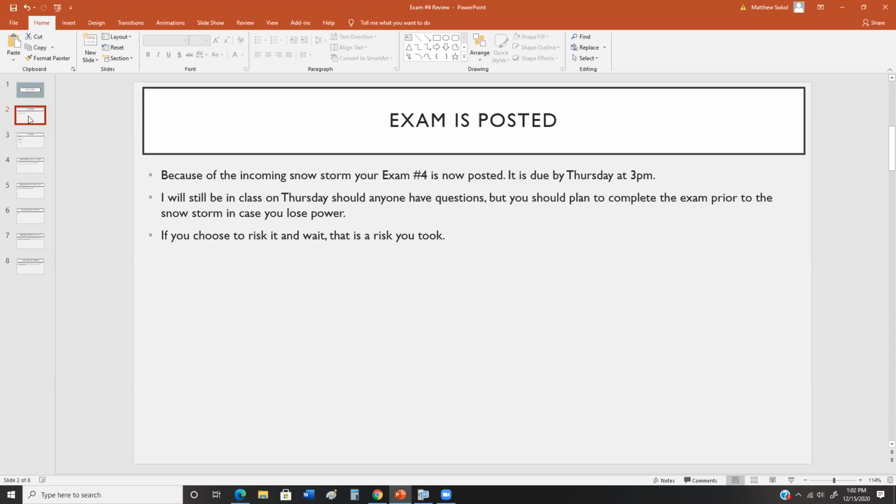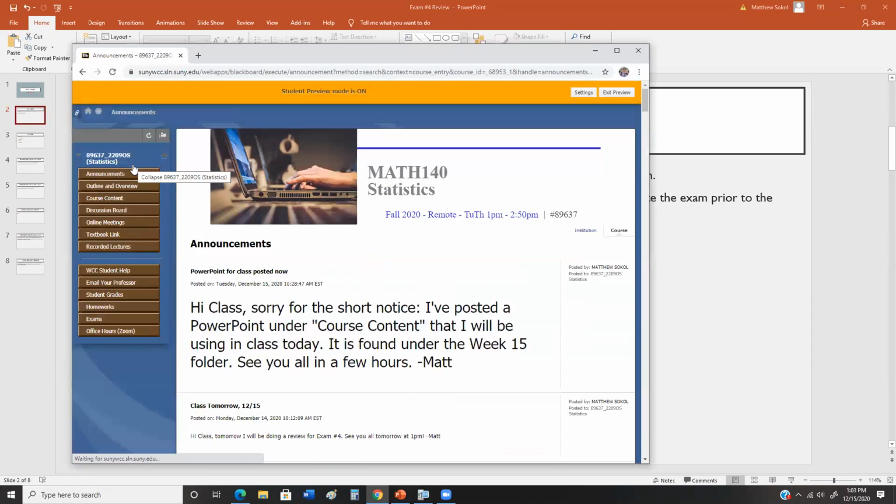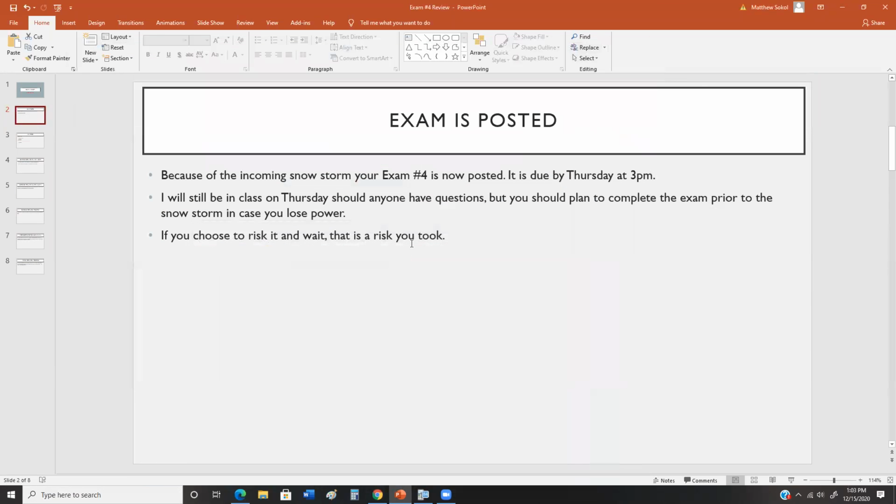So here's what's going on. If you log into the classroom and under exams, if you click on the exams tab, your exam number four is posted there. Okay, it just opened up at 1 o'clock today. And your exam is due Thursday by 3 p.m. Not 3:01 or 30 seconds after 3. It's due Thursday by 3 p.m. I will still come to class on Thursday. If you want to wait until Thursday to take the exam, or if you take the exam and have any questions about your grade, I will still be here on Thursday.